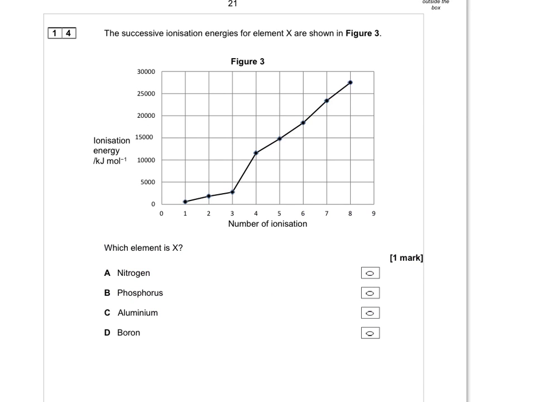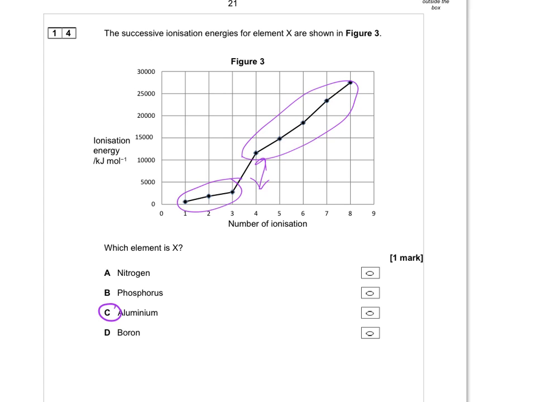The successive ionisation energies for the element X are shown in figure 3. Which element is X? Okay, so we need to have a look and see what's going on. So we're going to take the outer electrons first. Now there are 3 outer electrons, and then there's a big jump in energy. And then you've got the next electrons. That suggests there's 3 in the outer shell. So we're looking for a group 3 element.